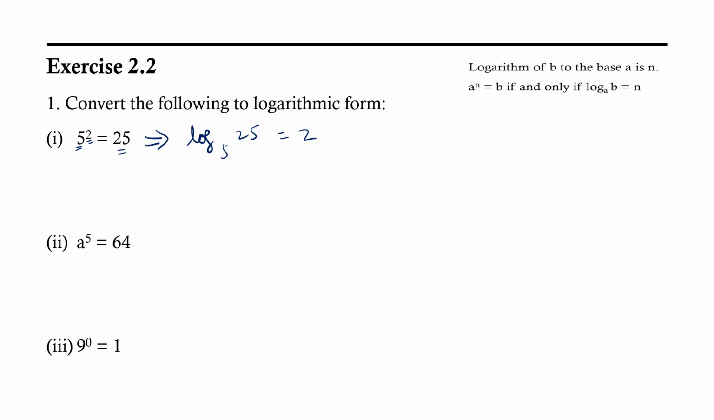Then the second one, a raised to 5 is equal to 64. It means log 64 to the base a equal to 5. Then the next one, 9 raised to 0 is equal to 1 means log 1 to the base 9 is equal to 0.